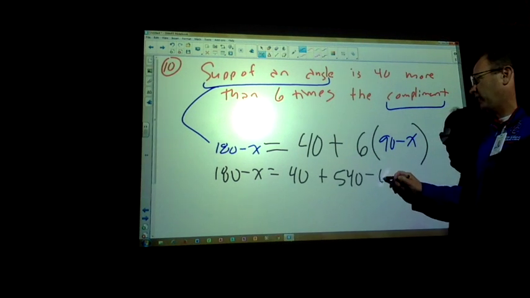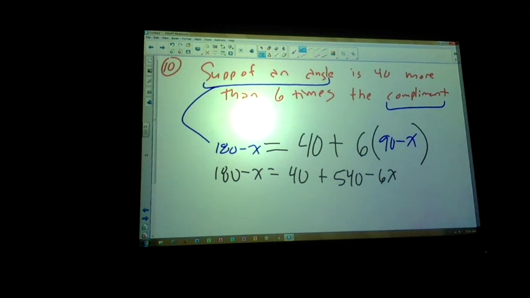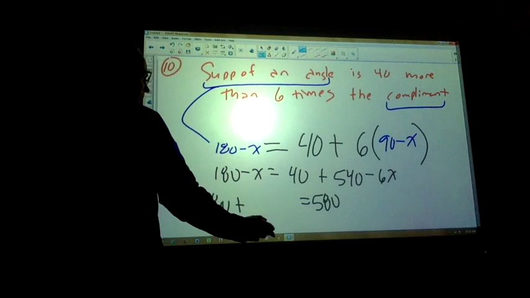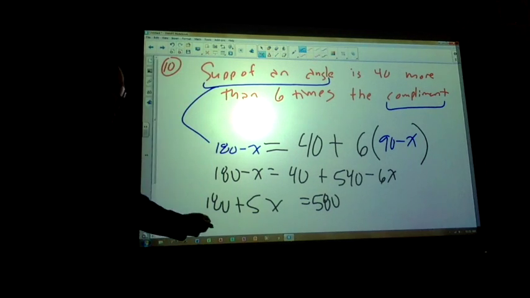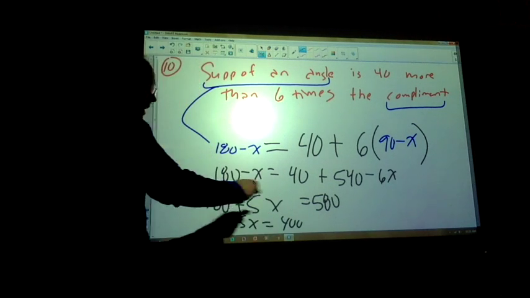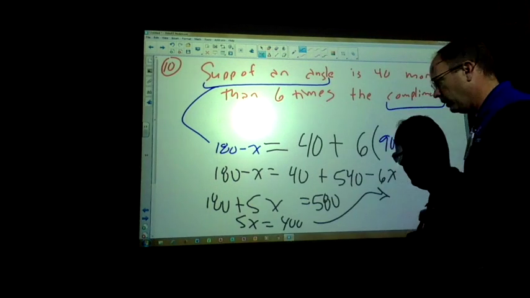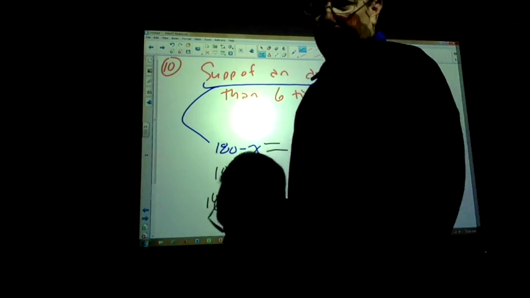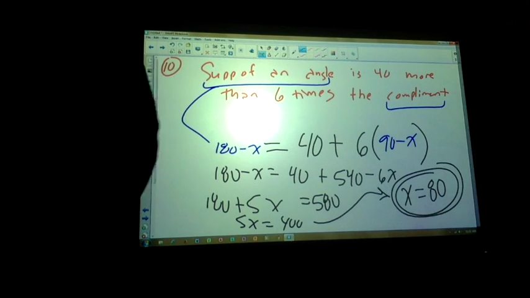Is that 540 minus 6x? Did I do that right? Yeah. 580. I'm going to add 6x over here, so I get 180 plus 5x. Did I do the math okay? Yeah. Subtract that 180. 400. And then divide everything by 5, so 80. Did the answer say 20? The answer is 80. Oh, thank goodness. You were scaring me because I got 20. I'm like, oh, shoot. What did I goof up on? It's only been 3 months since I taught this, so I might have forgotten. All right, how we doing?